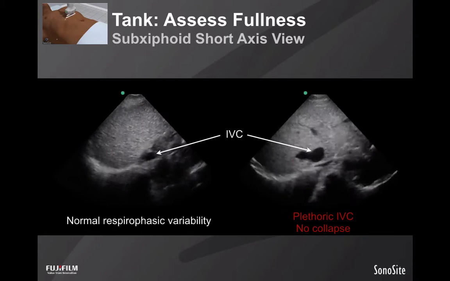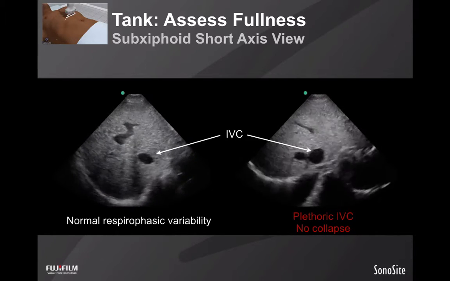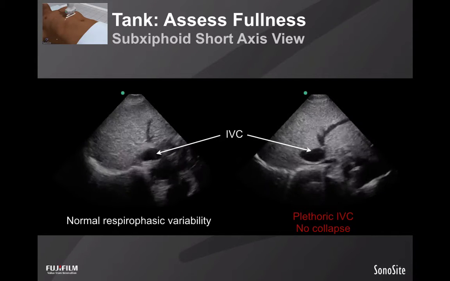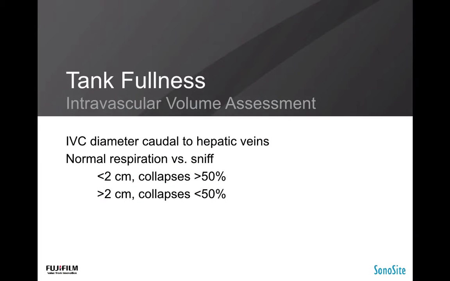We rotate the probe 90 degrees and take a look in the short axis. Here is an M mode tracing of a plethoric or flat IVC that changes minimally during inspiration. Sniffing is a way to accentuate the changes of the IVC. So if you're not seeing changes during normal respiration, you may ask the patient to sniff, which may accentuate the dynamics of the IVC.